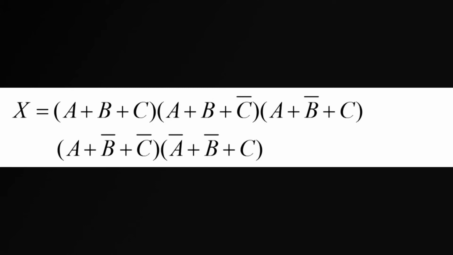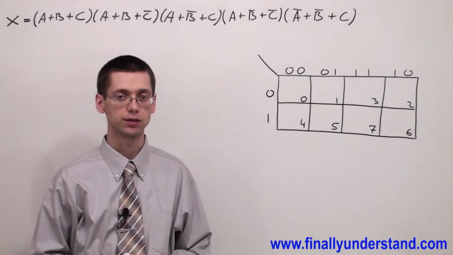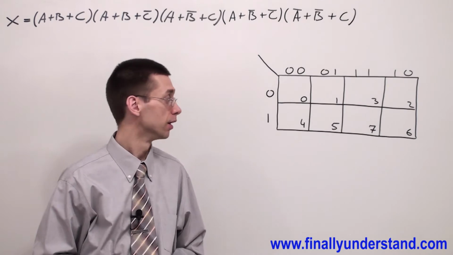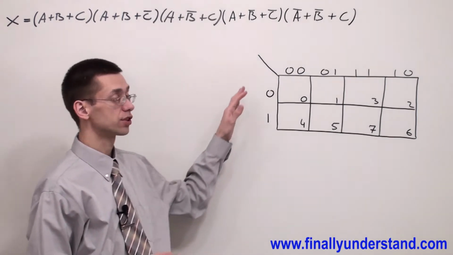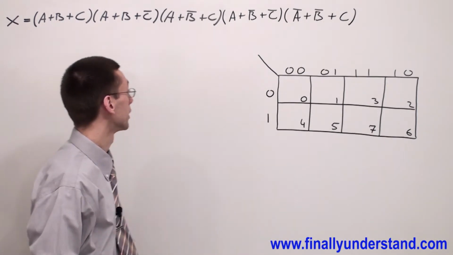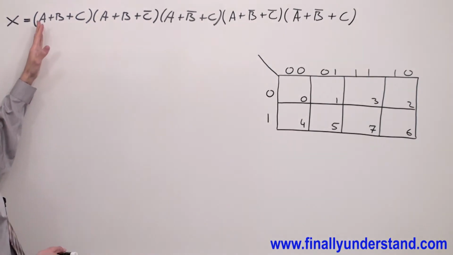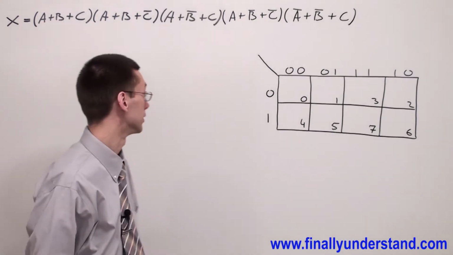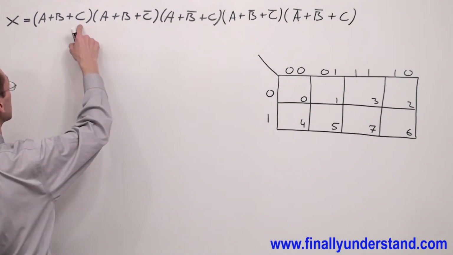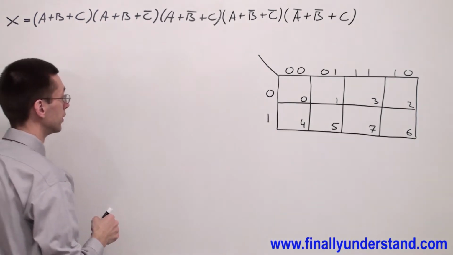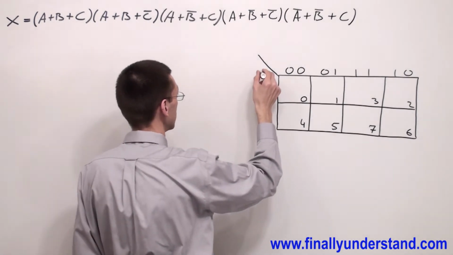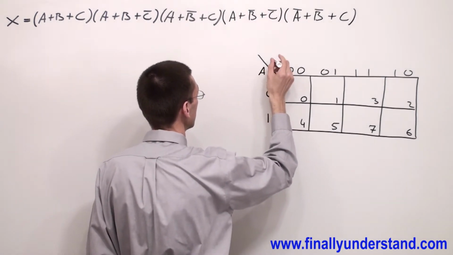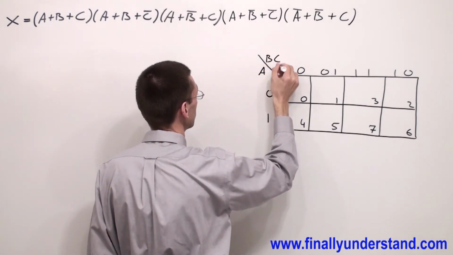This time we are going to simplify POS, product of the sum. First, we're supposed to set up the Karnaugh map. Please notice that on the left side of each term, I have variable A. A represents the most significant bit in this case, and C represents the least significant bit in this case. That's why I'm going to write A over here and B, C at the top.